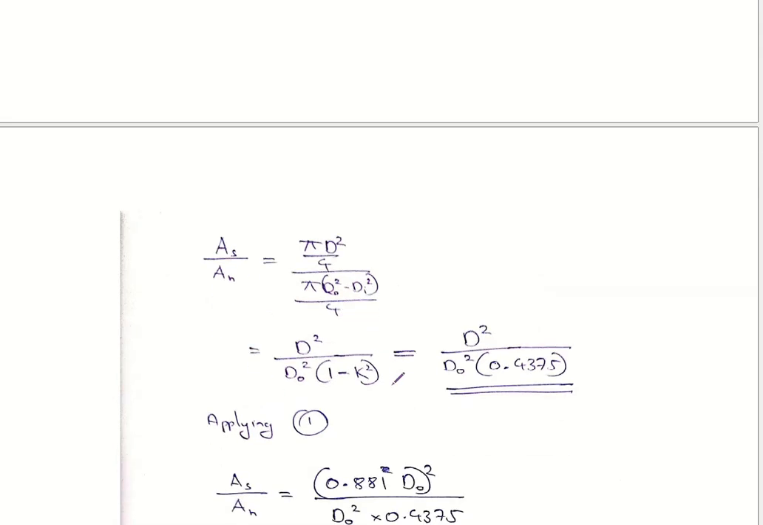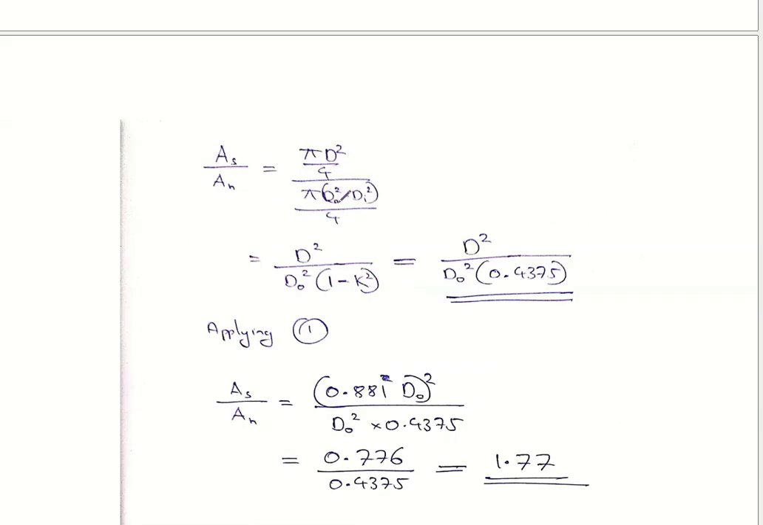Now, pi by 4, they are same. So I can again simplify this equation as d square by, from this bracket, I can take the outside diameter, Do square outside, then I will get 1 minus Di square by Do square. Di by Do is nothing but k, so I can write it as 1 minus k square. K value, again I know that is 0.75 or 3 by 4. So 1 minus 0.75 square will give you 0.4375. So this is the required fraction.